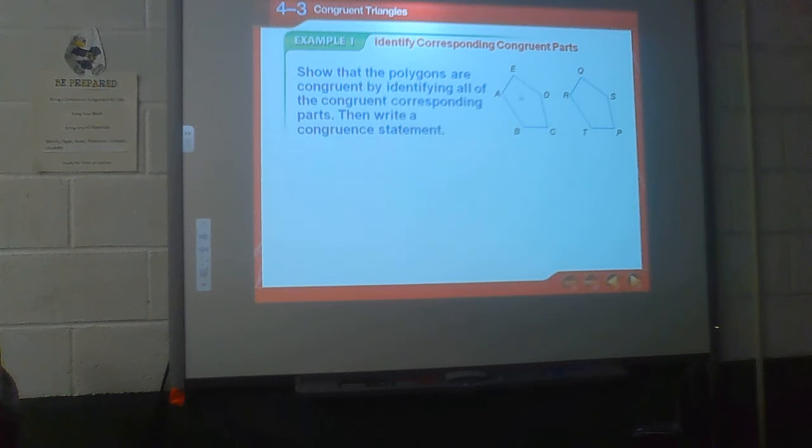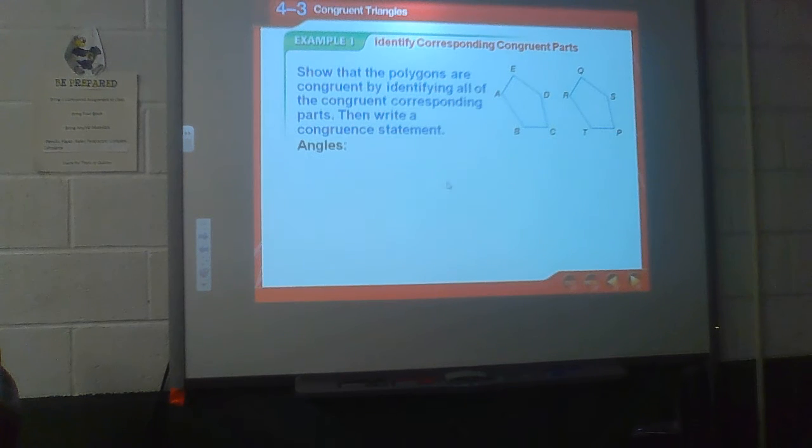Somebody say how you would name this pentagon right here. I would name it as what? Pentagon what? A, B, C, D, E, right? So then it is congruent to what? If you start at A and go in alphabetical order, I have to start with what in my second pentagon? R, and I would say what? T, P, S, Q. That make sense?